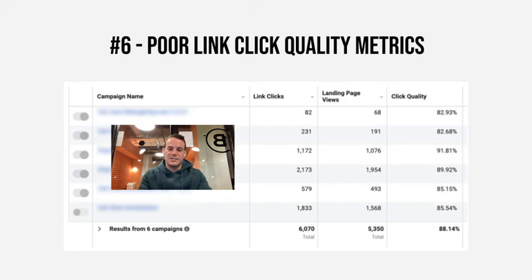And there are usually some easy ways to fix it just by improving the loading time on the page. If you have a bad link click quality issue and you can just improve how fast the page loads, you're going to dramatically improve your Facebook ad results just by taking care of that one issue.